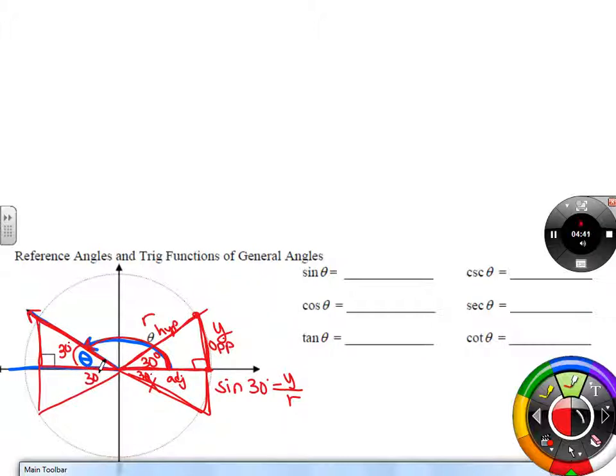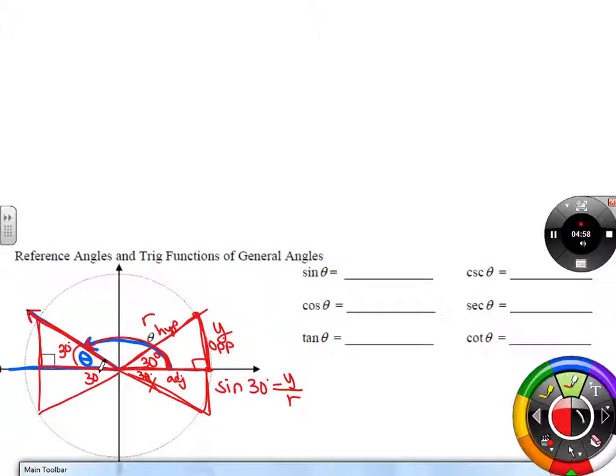So my argument is this. In all four of those triangles, this distance is the same. The thing I called x, right? It's still x. In all of these, the thing I called y is still y, and the thing I called r is still r. Is that okay with everybody?